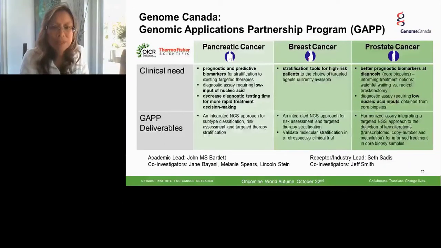The deliverables are to bring an integrated NGS approach for each of these cancers and to be able to validate these signatures, as well as validating the platform to be easily disseminated to other translational research partners working in this space.